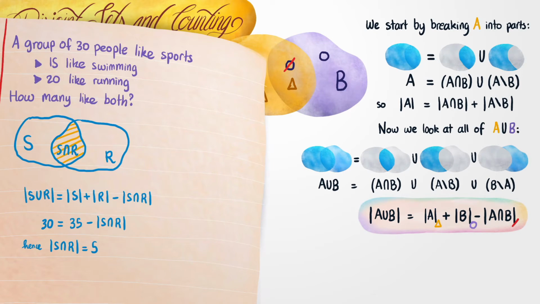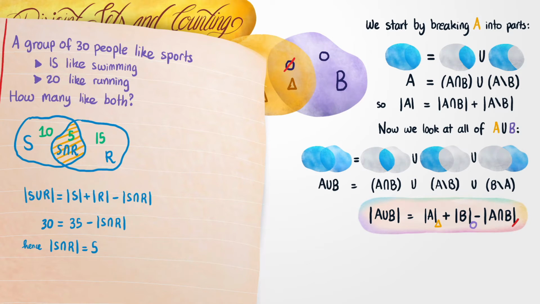And now we should just sanity check all of this. Since we know that all of this has a cardinality of 15, and this is 5, then the number of swimmers must be 10. Similarly, if we know that there are exactly 20 runners over here, if we're going to take away 5 of them, then we're going to have 15 left in this region.